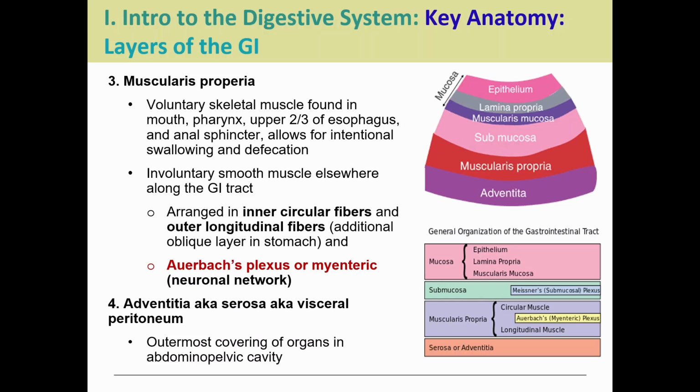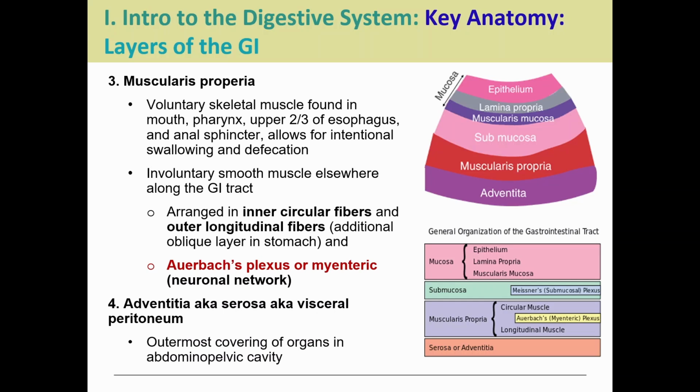We then get to the muscularis propria, this is going to be the thicker muscle layer where we have those 2 different muscle layers, one going circular around the tube and the longitudinal section that is going the length of the tube. We find that the muscularis propria is going to be voluntary when we look at the mouth and the pharynx and part of the esophagus, as well as the external anal sphincter. And this is going to be so that we can choose to chew and swallow, as well as we can choose when to defecate. So we have voluntary control over the initial swallowing process as well as the actual defecation process.